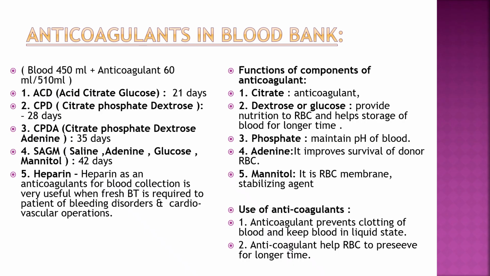ACD blood can be stored up to 21 days. CPD blood can be stored up to 30 days. CPDA blood can be stored up to 35 days, and SAGM blood can be stored up to 42 days, and this SAGM is mainly used in high-setup blood banks.